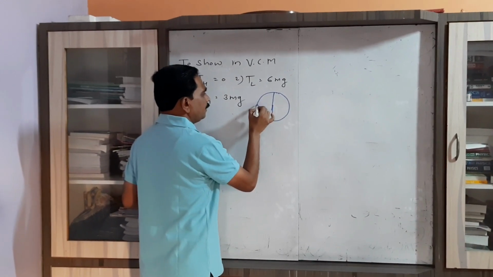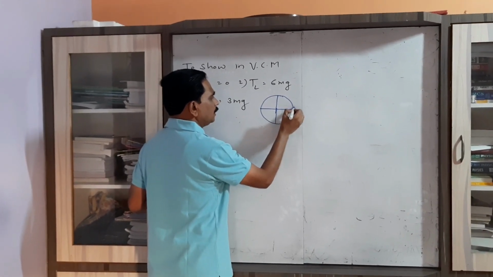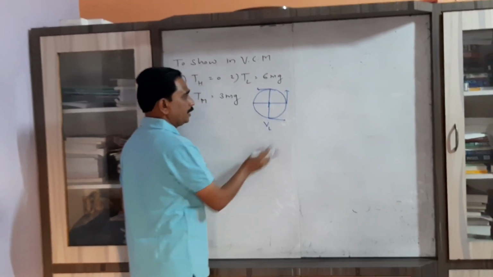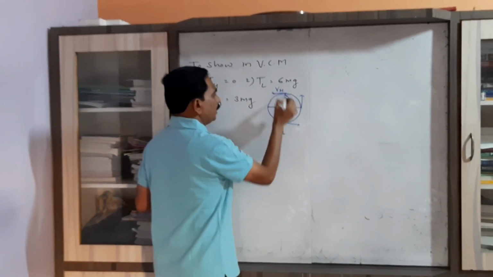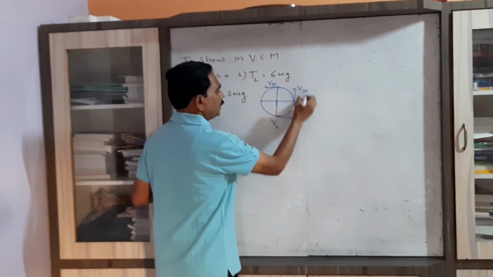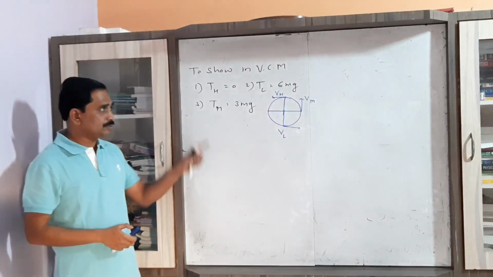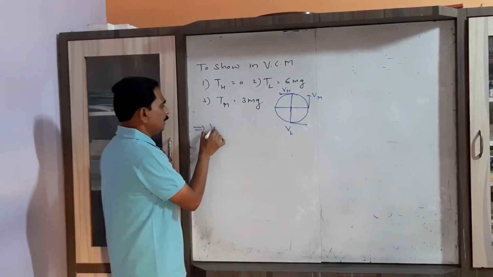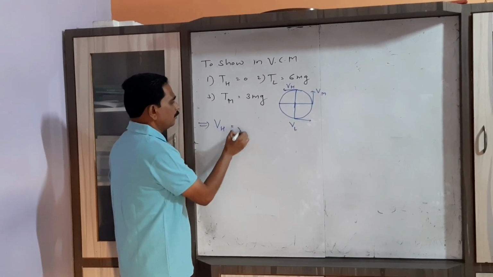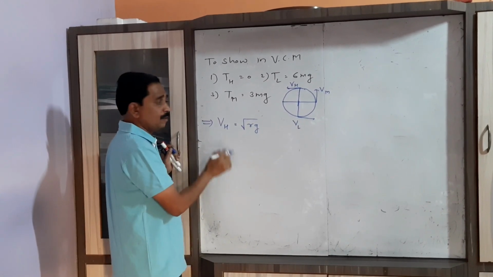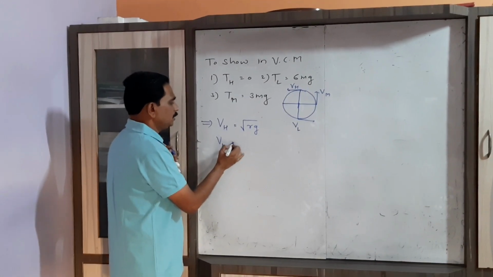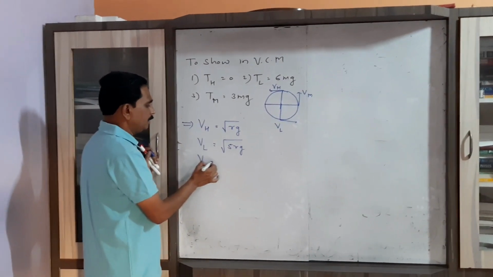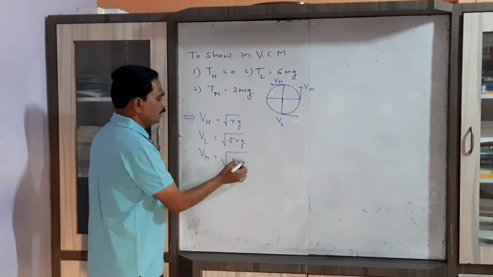We have already obtained the values of velocity at the 3 standard positions: velocity at the lowest position, velocity at the highest position, and velocity at the middle position when we use the string. So all of you know that velocity at the highest position equals under root of rg, velocity at the lowest position equals under root of 5rg, and velocity at the middle position equals under root of 3rg.